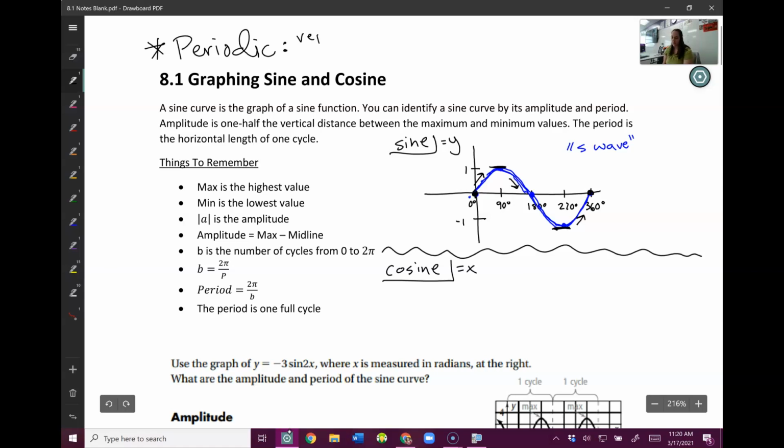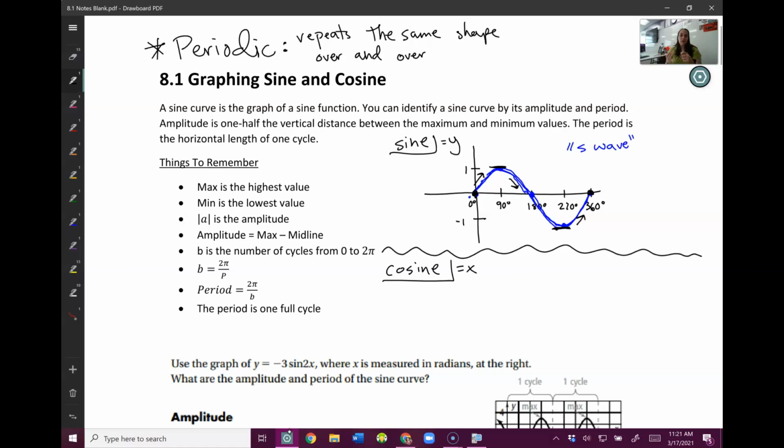Periodic means repeats the same shape over and over. And this is very unique to our trig functions, because trig functions are all on the unit circle. Sine, cosine, and tangent are all on the unit circle. So the way we remember these is we figure out what the shape is for that graph once, and then we just have to repeat that shape over and over and over again because it's periodic.